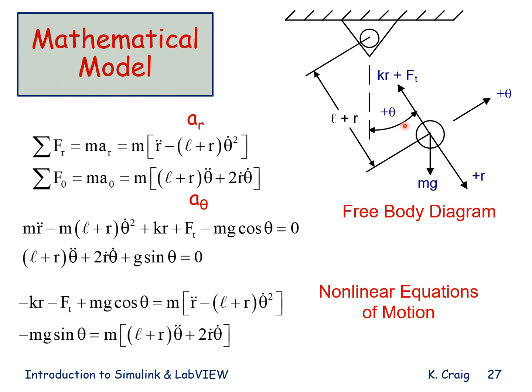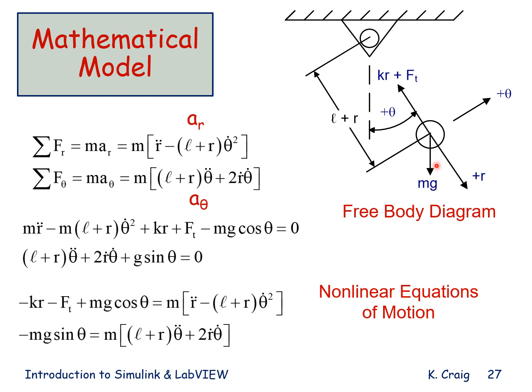It simply says the summation of forces in the r direction will equal the mass times the absolute acceleration of the mass in the r direction. That's the acceleration with respect to ground. And then the summation of forces in the theta direction will equal the mass times the absolute acceleration of the mass in the theta direction. That's the acceleration with respect to ground.